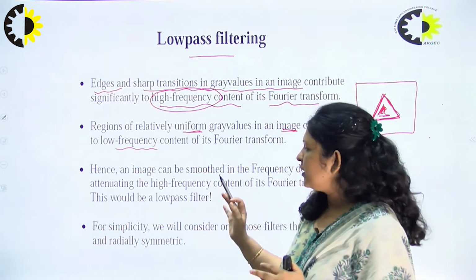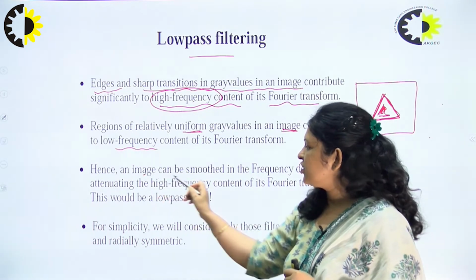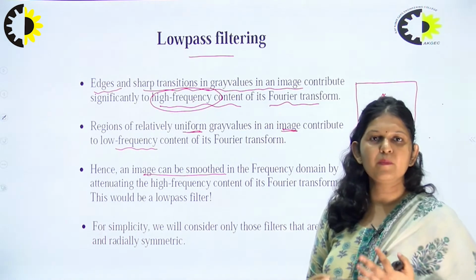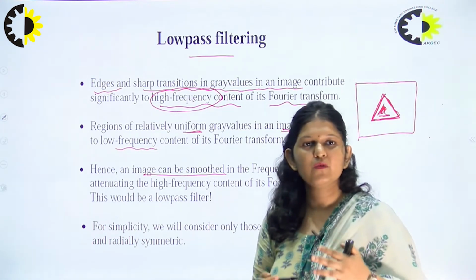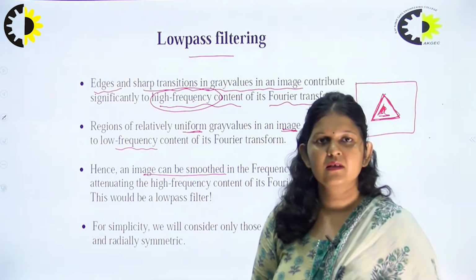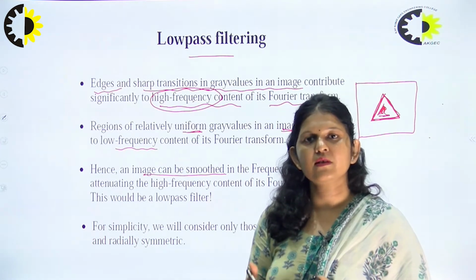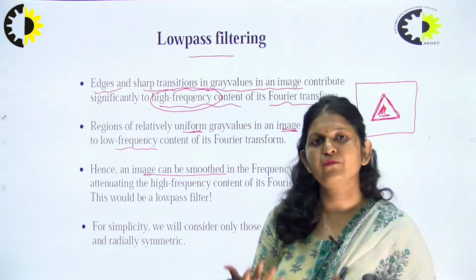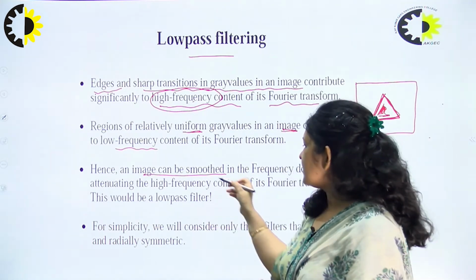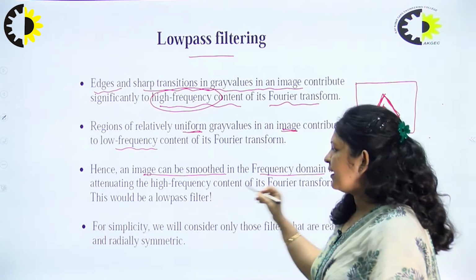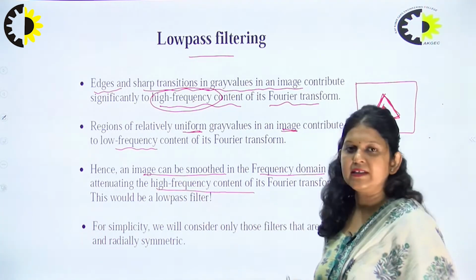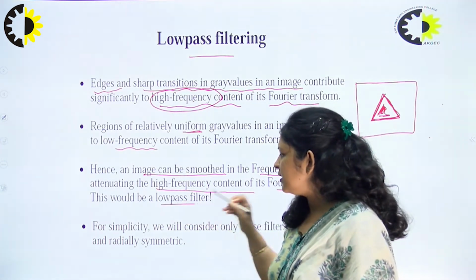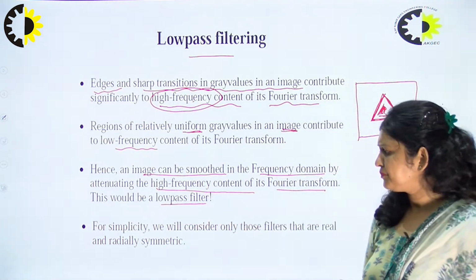So now the idea is, hence, for an image to be smoothed, we use the low pass filters. Low pass means we allow the low frequency components to pass. That means we retain the low frequency components, we preserve them, and we attenuate or remove the high frequency components. So images can be smoothed in the frequency domain by attenuating the high frequency content of its Fourier transform. This is done using the low pass filter.